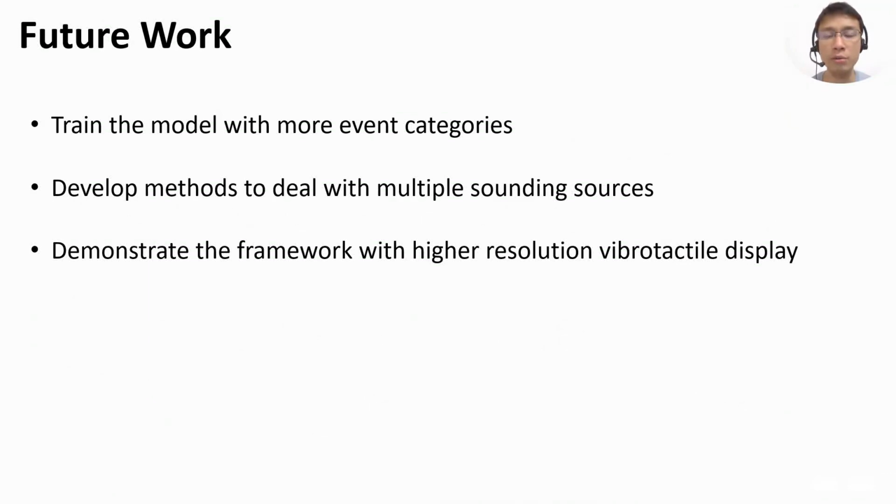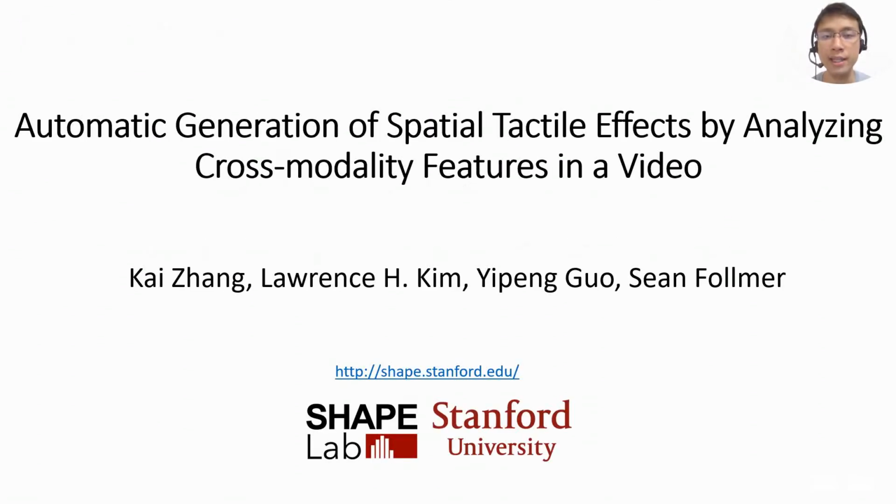First of all, our model can only identify 28 event classes in the scene. This limitation can potentially be resolved by training the model with more data in the future. As we mentioned in the user study examples, our method got confused when there are multiple sounding sources in the scene. Using spatial audio signals can potentially mitigate this limitation in the future. Our current project uses a Vibrotactile display with 3 by 3 resolution. Demonstrating the framework with a higher resolution Vibrotactile display will be meaningful future work. This is the end of this presentation.